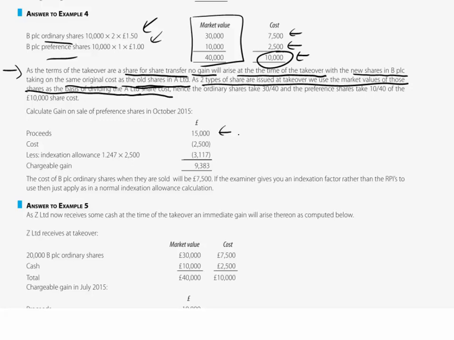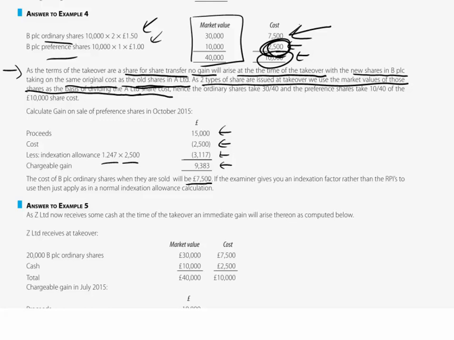What were they sold for? 15,000. What is the cost? 2,500 from that working there, and then we simply index that, given the index rise provided from the original purchase date of your A Limited shares all the way through now to the disposal of these preference shares. That gives you your indexation allowance, take it away, and you've got your chargeable gain. Not that it was asked for here, but as we have identified there, the cost of the ordinary shares in B plc that would be used in terms of any future disposal of them would be £7,500.